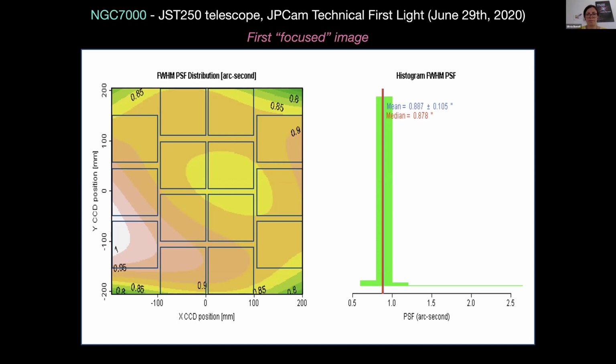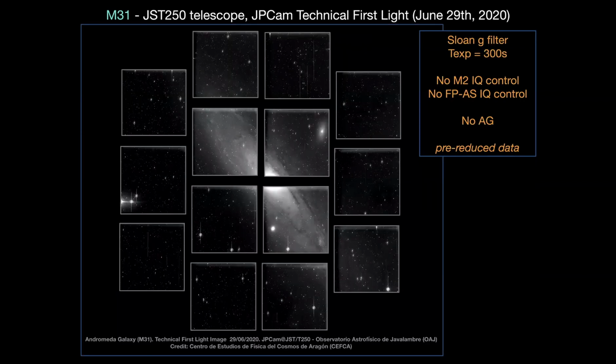And then I'm showing here another example of the image that we took during the technical first light. This is for the press, it is M31. This image is a longer exposure, 300 seconds with the same filter, Sloan J filter. In this case, we didn't use M2, but we also didn't use the actuator system to focus the image.